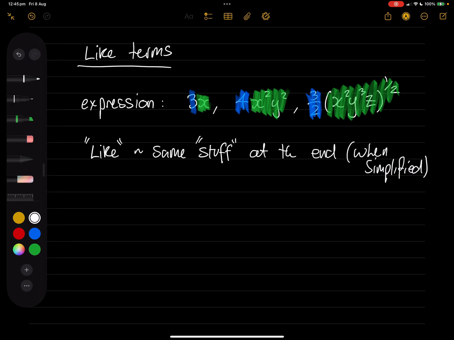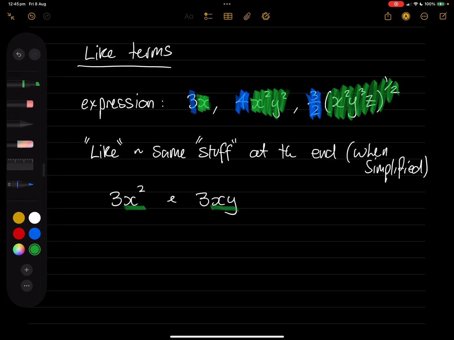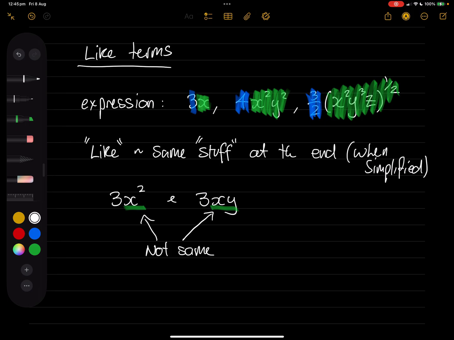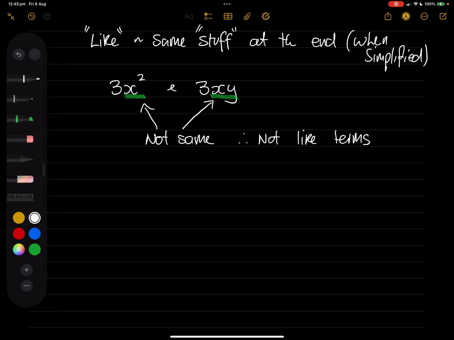So if we take two expressions, let's say we take 3x squared and 3xy, the stuff at the end is the collection of all the pronumeral terms. So this is x squared, this is xy. These are not the same. Now, if these are not the same, then these two terms are not like terms. They're not the same, so therefore not like terms. If they are the same, then they are like terms.